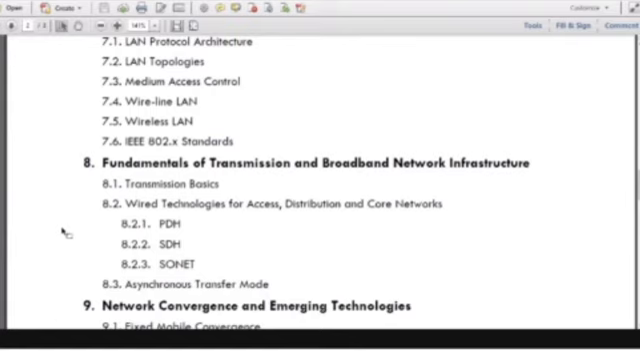So now, ATM will be also considered as part of the transmission technologies. In its own, ATM switch is capable of communicating with SONET, SDH, and other hierarchies. Of course, PDH is obsolete. We will see why it is obsolete, but we are going to see how ATM is considered as the transmission technology that is in relation to SDH and SONET.